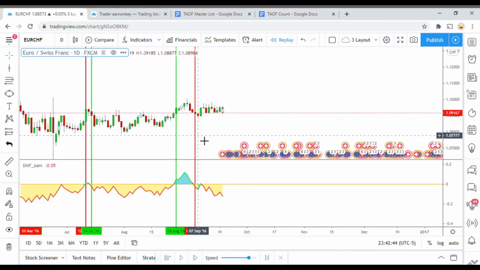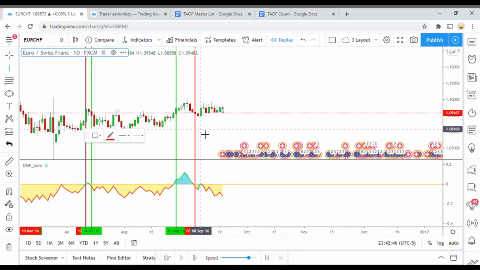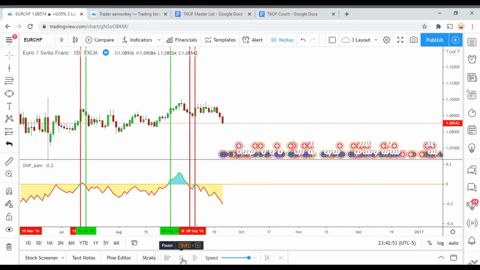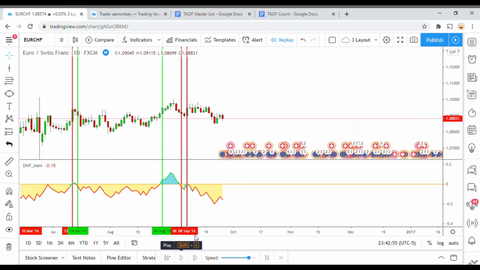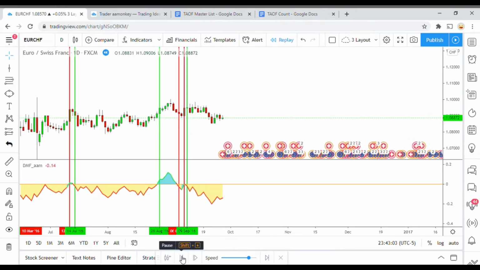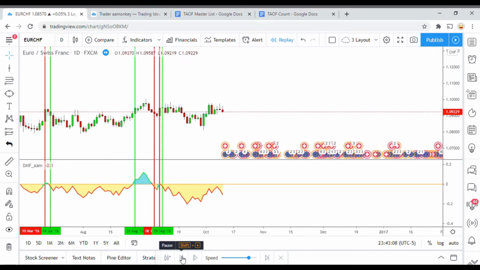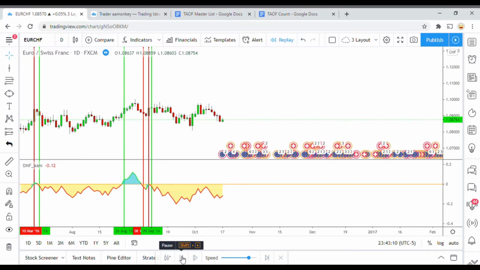Picked up a losing trade there. One there, and then the short's still playing out here. There we go. Looks like it finally gets us into the take profit. Into October now, so we're narrowing in on the end of the year.